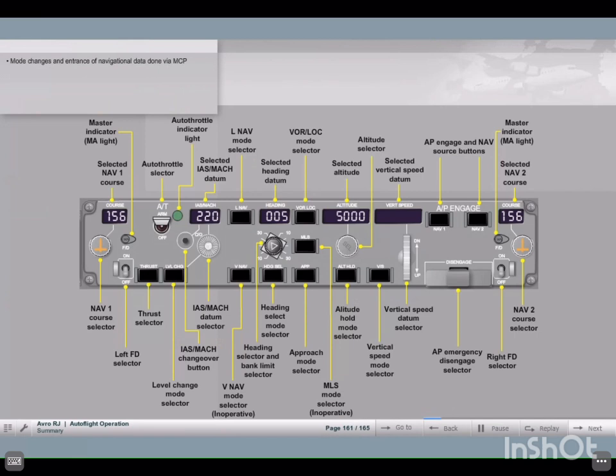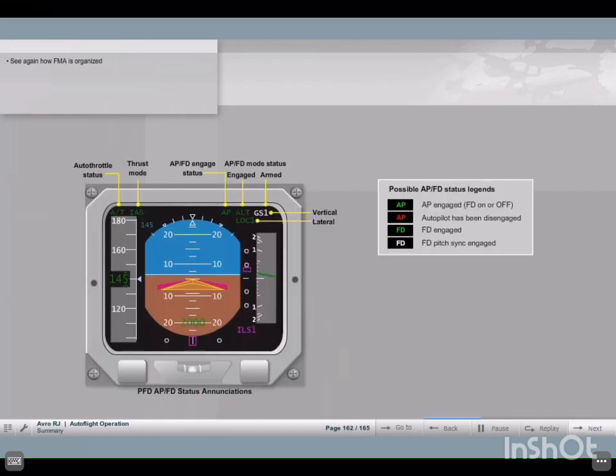For you as pilot, the Mode Control Panel, MCP, is the primary instrument to make manual mode changes and to enter navigational data. Here you see how the Flight Mode Annunciator FMA is organized.